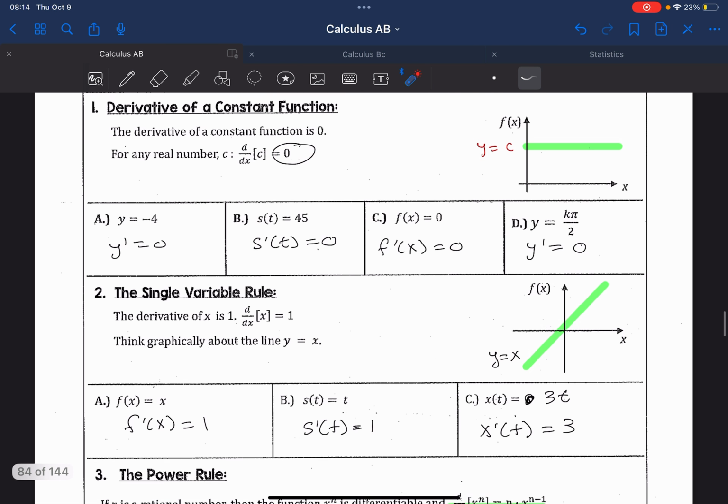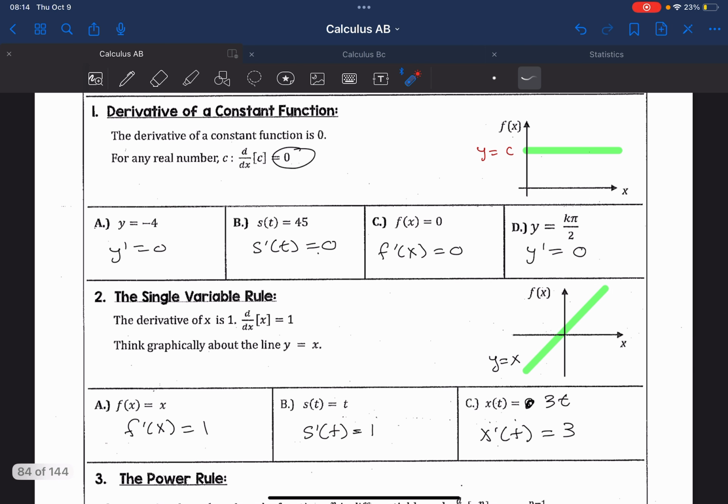So, starting off, we're talking about how to find the derivative of a constant function. Well, we know a constant function is a horizontal line. So if we think about the slope of a horizontal line, that slope is always going to be 0, which means the derivative of a constant function is always 0.